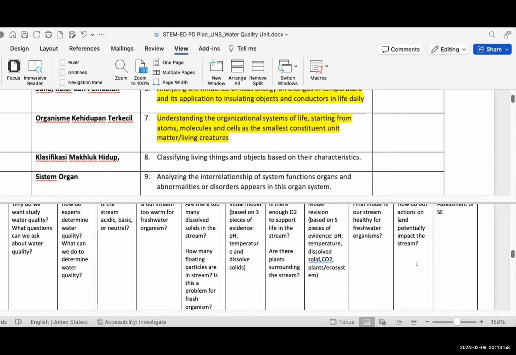Yeah. Sometimes we found that's the kind of experience they have. They did the experiments, but after that they do not know what science concept is behind that. So I think it's very important to strengthen the scientific explanation at the end of the process.